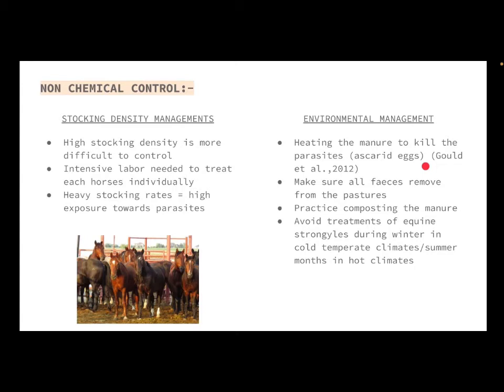We also emphasize cleanliness by making sure all feces are removed from the pasture to prevent contamination. We can also practice composting the manure. Composting will induce a relatively high internal temperature, so the strongyle larvae in manure can be eradicated when the temperature reaches over 40 degrees Celsius. And lastly, avoid treatment of equine strongyles during winter in cold temperate climates and during summer months in hot climates, to reduce the development of helminthic resistance.